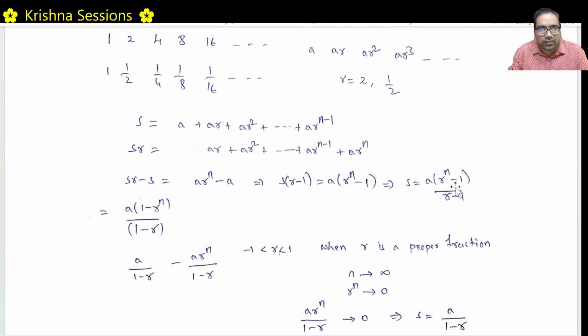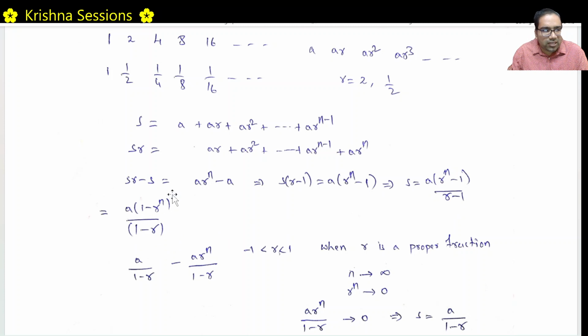Then instead of a into r power n minus 1 by r minus 1, it will just be the reverse: a into 1 minus r power n by 1 minus r. Just the numerator and denominator get multiplied by minus 1. If you do S minus SR, you will get this result; if you do SR minus S, you will get this result. But both are the same. This result you can just multiply by minus 1.